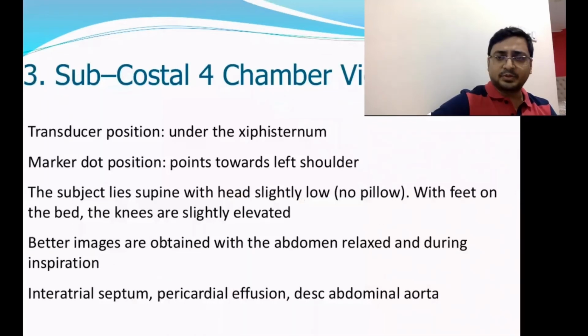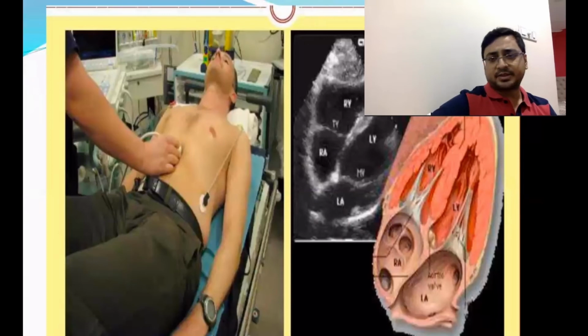Coming to the subcostal view, this is one of the most important aspects of echocardiography, especially when we are examining a pediatric population and patients suffering from atrial septal defect, because it examines the septum directly at a 90-degree direction. The transducer position is under the xiphisternum, with the marker dot pointing towards the left shoulder. The subject lies supine with the head slightly low, no pillow, and feet on the bed. The knees are slightly elevated. The best images are obtained with the abdomen relaxed and during inspiration. The interatrial septum, pericardial effusion, and descending abdominal aorta can be examined. This is how the subcostal examination is done.